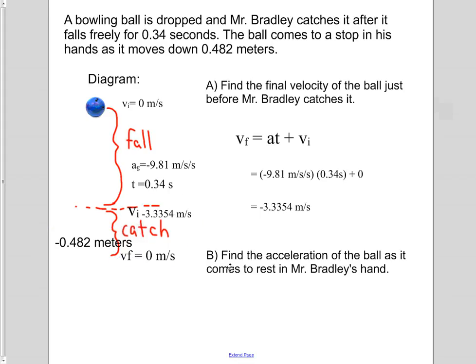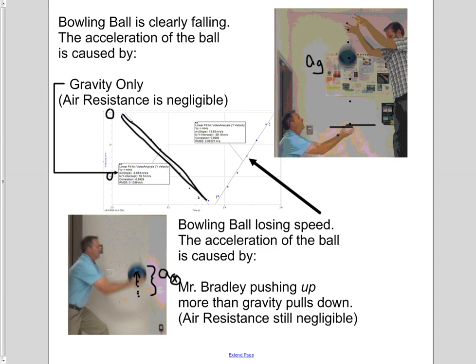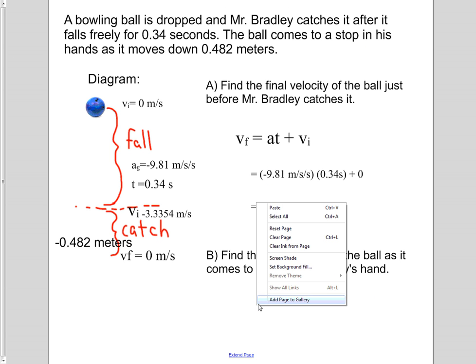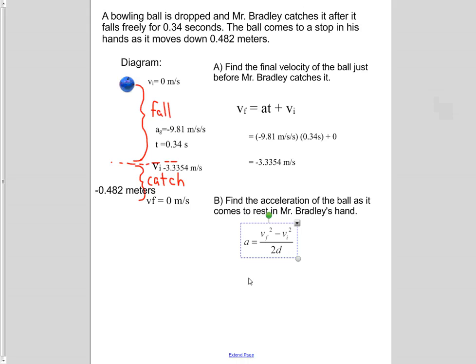Since they all pertain to when he was catching it, now we can calculate the acceleration of the ball as he was catching it, as it came to rest in Mr. Bradley's hand. So to do that, we need to pick an equation. Well, with VI, VF, and D, the equation that we would choose would be this one. Acceleration equals VF squared minus VI squared over 2 times the distance. So we plug in some values there.